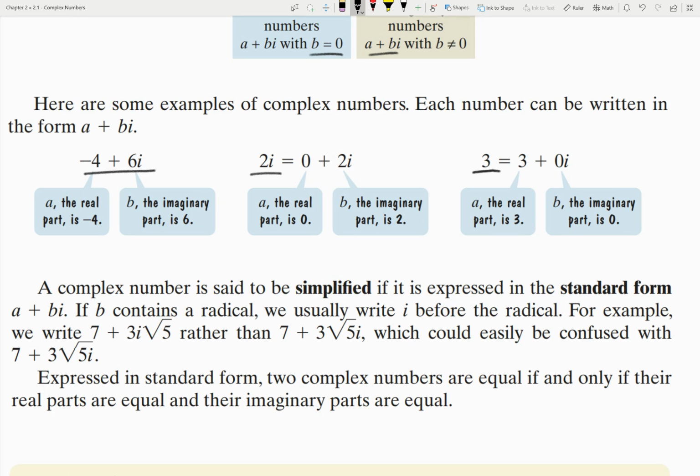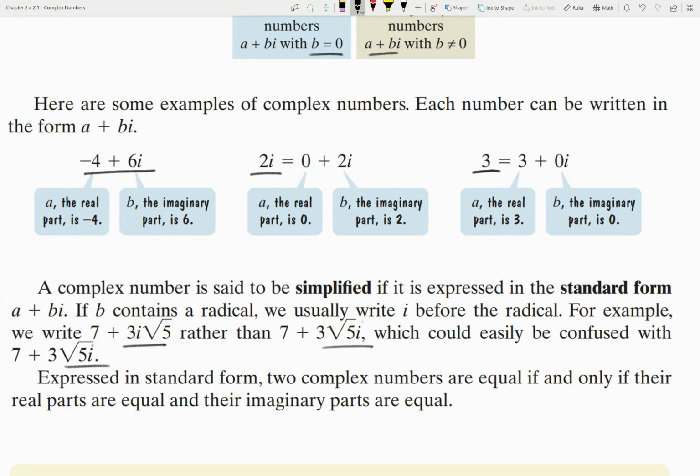A complex number is said to be simplified if it's expressed in the standard form a plus bi. Whenever we are simplifying any complex number, we're always going to put the real part first and then the imaginary part. If b has a radical, we write i before the radical, like that. If you compare these two, you can see that in one the i is outside the radical, and in the other it's inside, but it can be very hard to tell, especially if you're writing and not reading it from some typing.